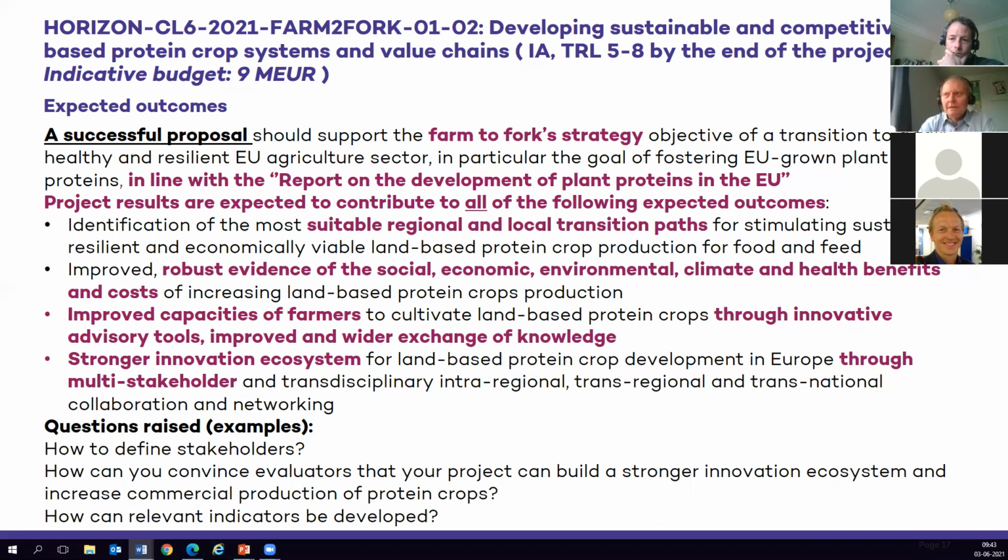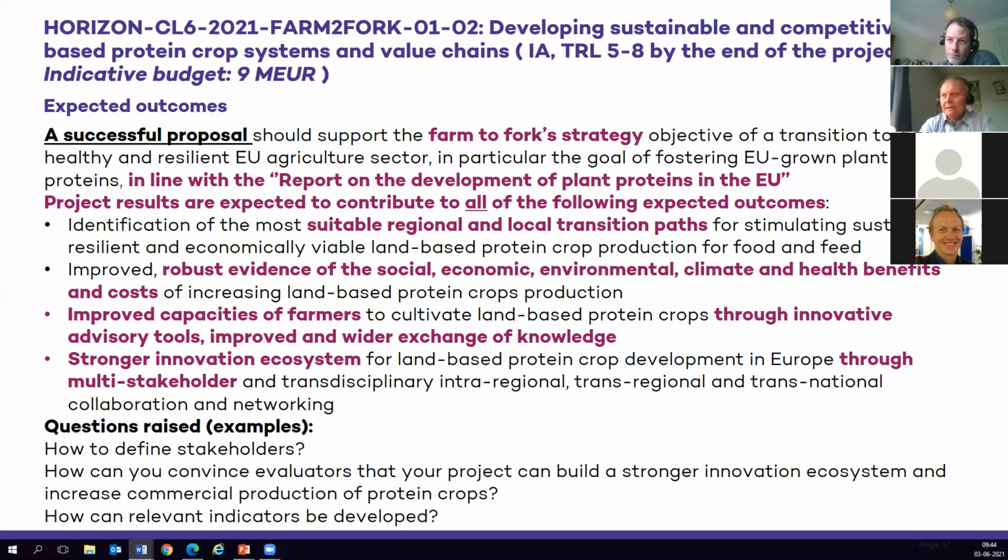It's also stated that a successful proposal should contribute to all the expected outcomes which are listed, and here you see that it should be something which can identify a suitable regional and local transition pathway. It should have robust evidence of the social, economic, environmental, climate, and health benefits. It should improve capacities of farmers. It should also create stronger innovation systems.